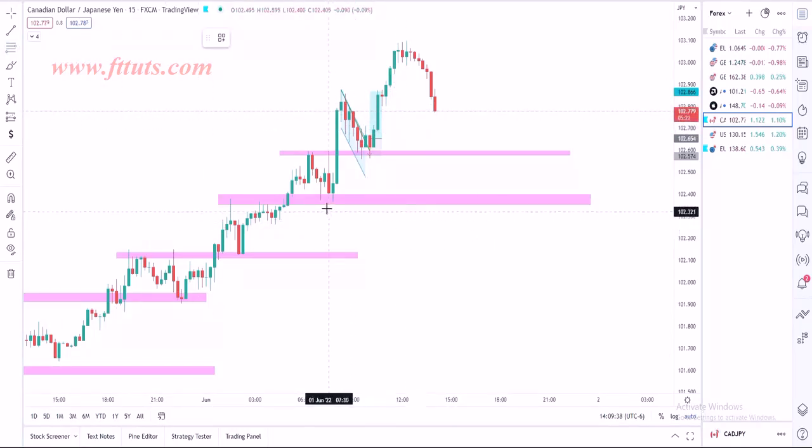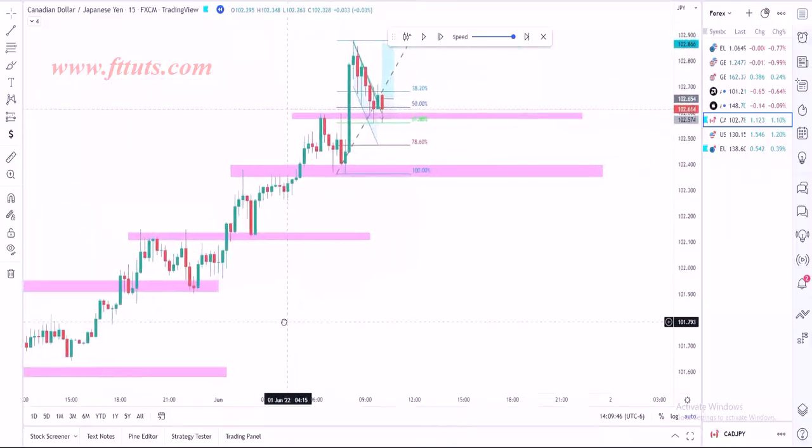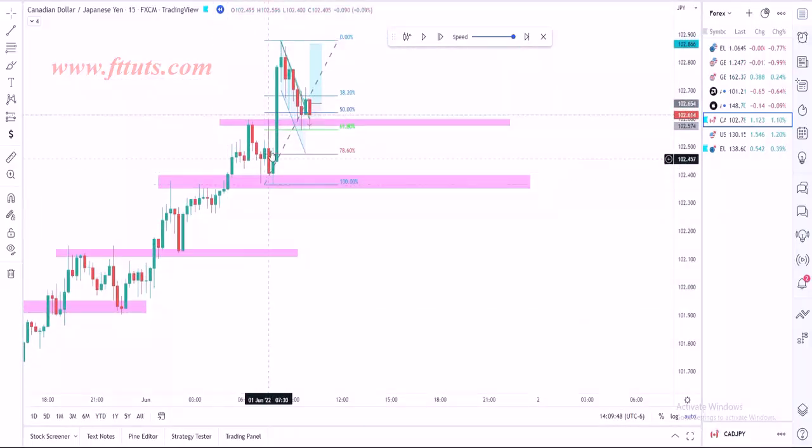So all we're doing with the fibs is taking them from the low to the high of the move. When the move happened, it would have looked something like this. Price had a push, it broke a level, and then we're waiting for the retracement. What we're banking on, not hoping, is that we find validation down at this area.